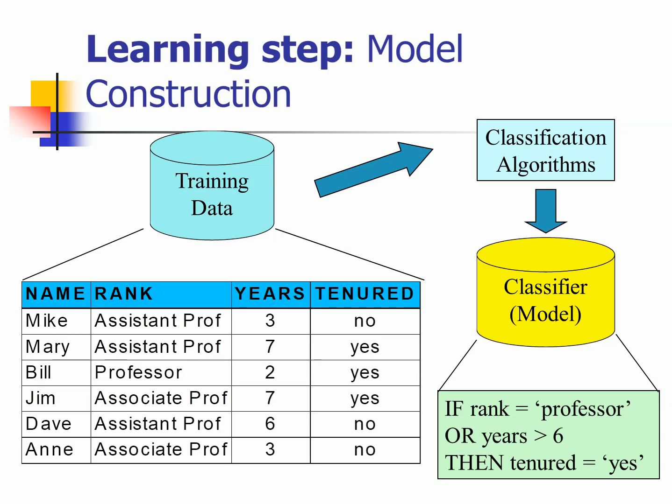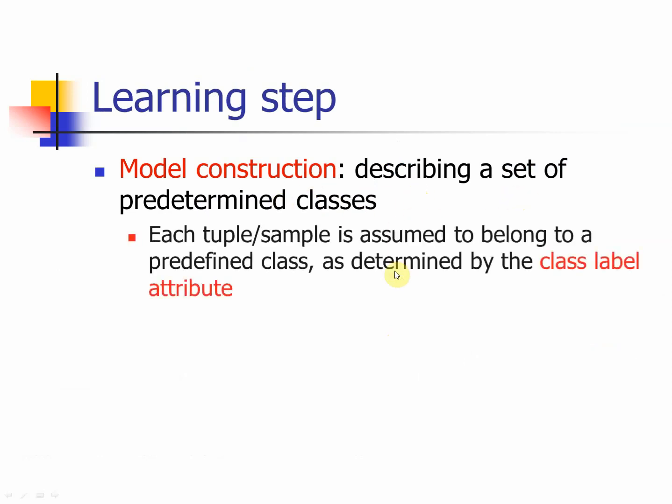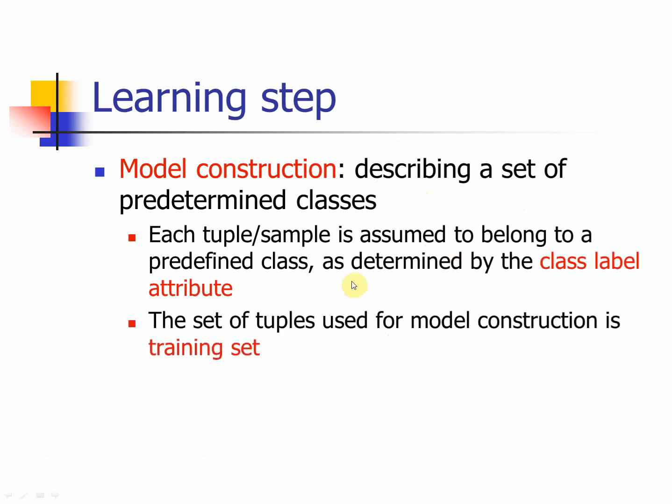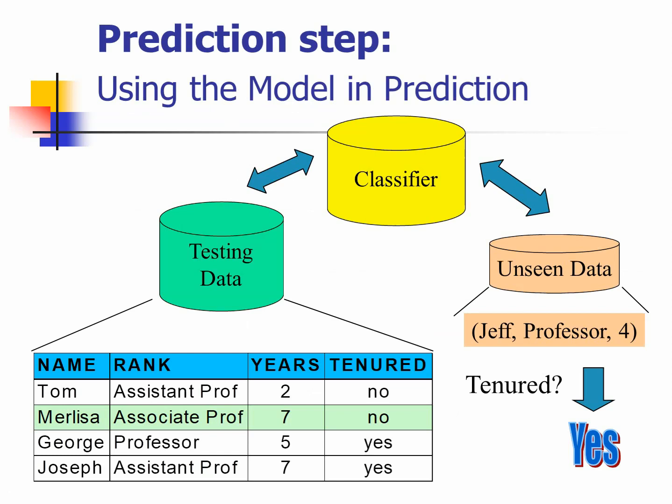We build up some models, and then we use the model construction to describe a set of predetermined classes. Each tuple sample is assumed to belong to a prediction class as determined by the class label attribute. The set of tuples used for model construction is called a training set. Like we saw earlier in the previous slide, the model is represented as classification rules, decision tree, or some mathematical formula, multiple things. And once we have that model, we can build up a classifier.